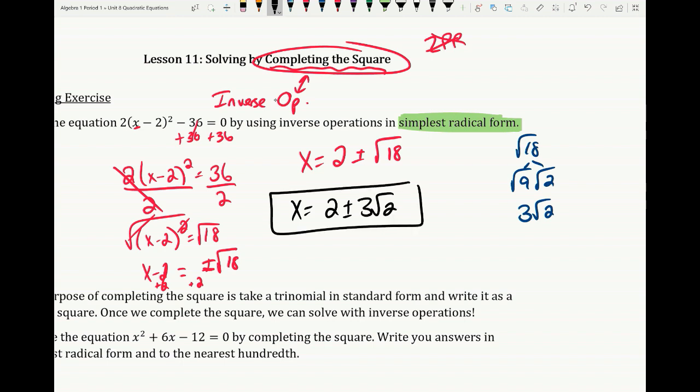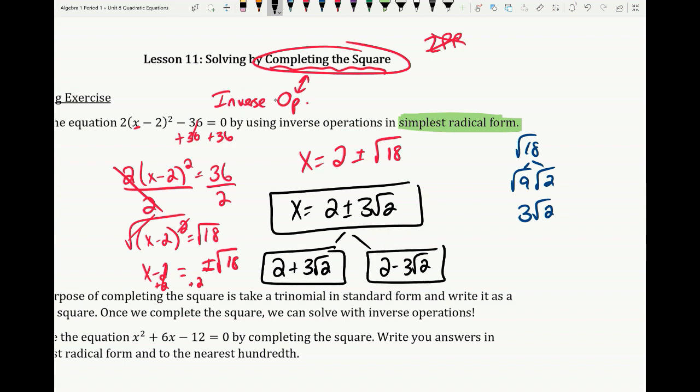Those are my two answers. What do I mean by two answers? 2 plus 3 radical 2, that's some crazy decimal. And 2 minus 3 radical 2, that's another crazy decimal. Instead of writing it twice, we just write it with that plus or minus. So leave your answer with the plus or minus, unless for some reason it's split up, but you're not going to see that.